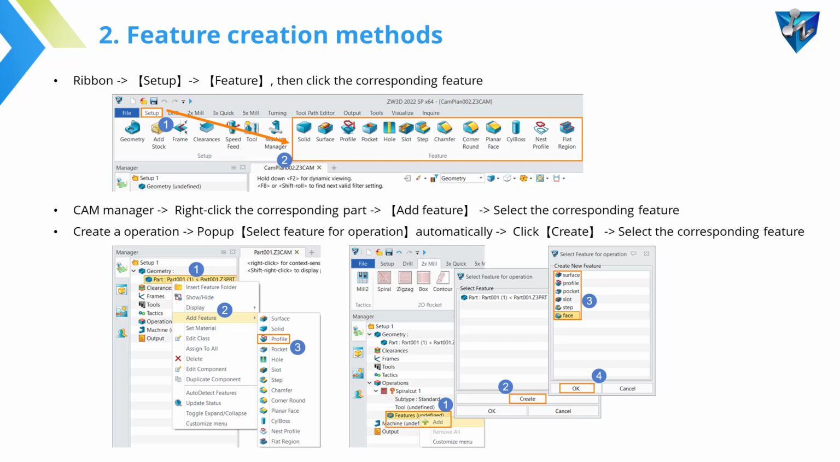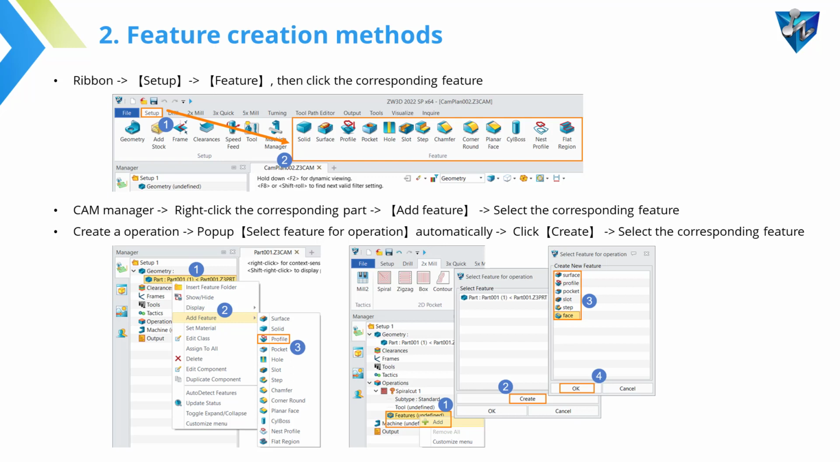In the last page, I've introduced feature overview and feature type. You may want to know how to create features for tool path calculation. So in this page, I will show you the methods to create features. 3 methods in total. Actually, in the images below, I have listed step by step.